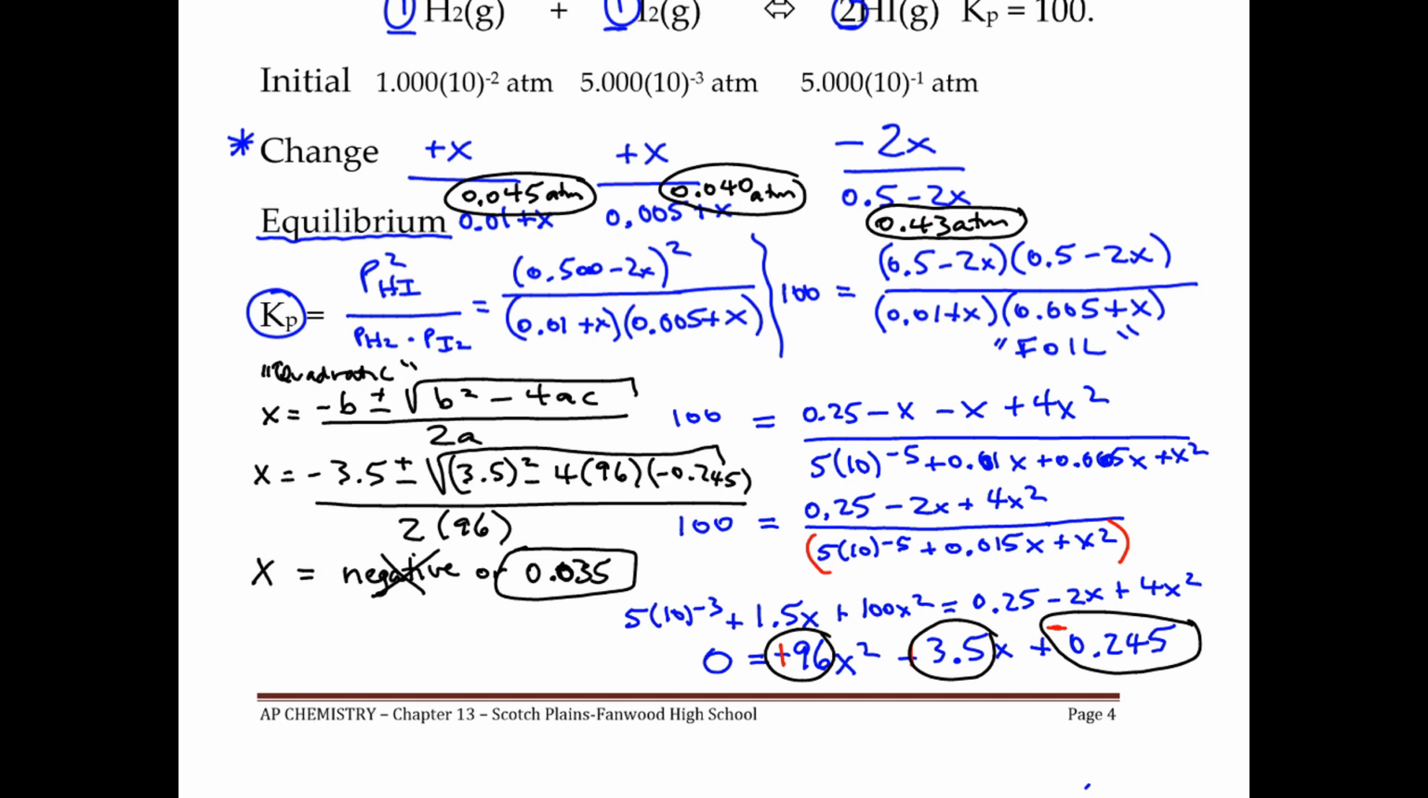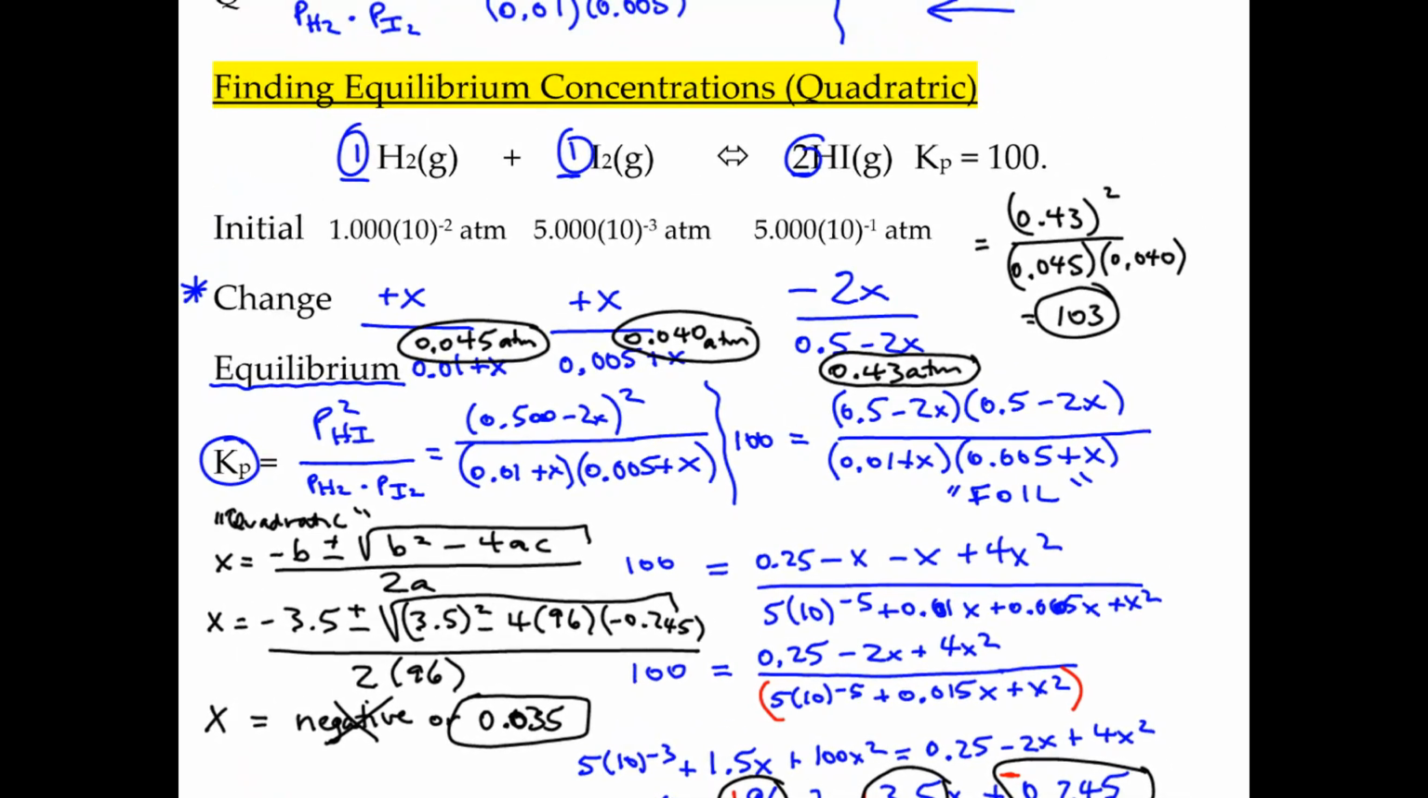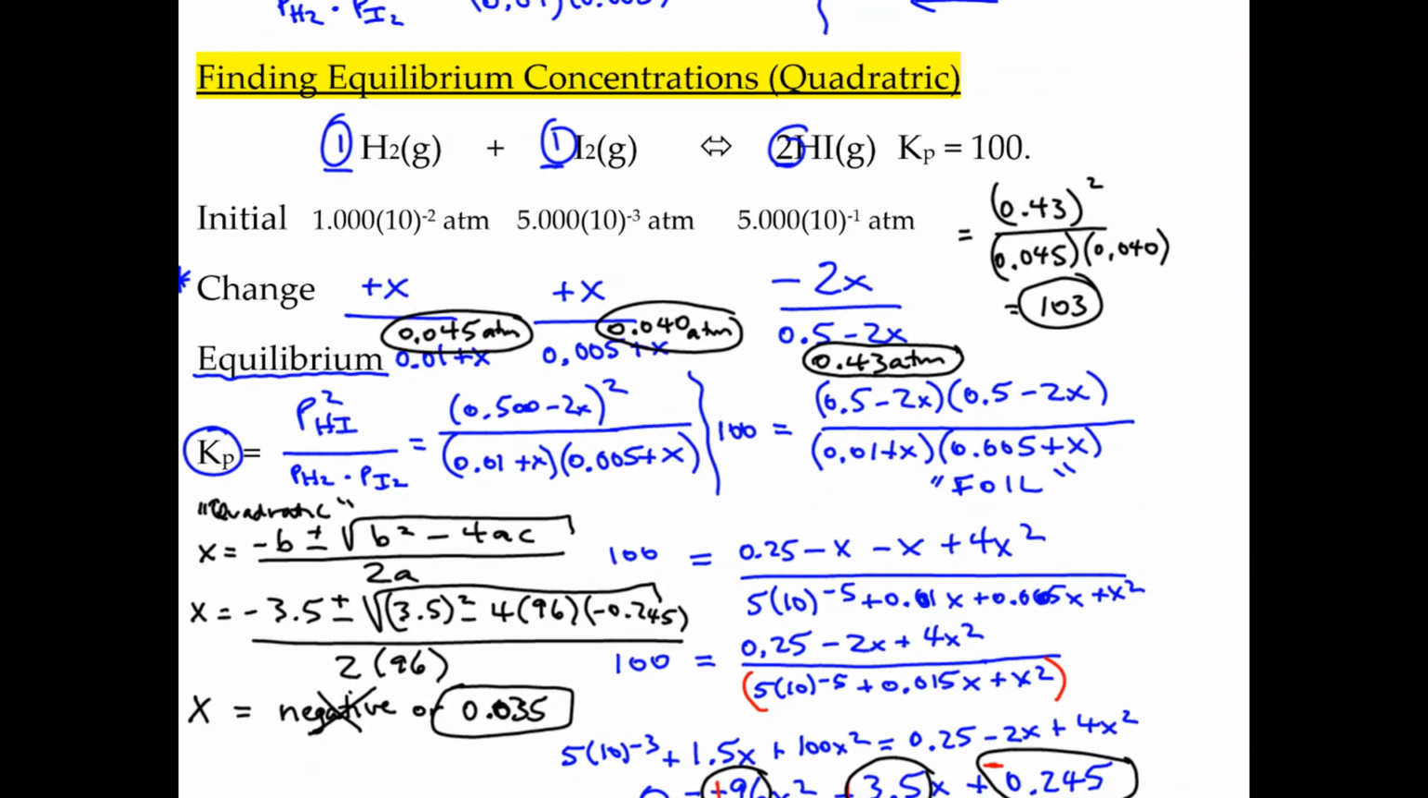And lastly, you should do a double check just to make sure that this makes sense. And my double check is going to be putting it into the Kp expression. So Kp is going to be 0.43 atmospheres squared divided by 0.045 ATMs to the first times 0.040 in the denominator. And when you do that, you're going to get an answer of 103. And 103 does check out with the actual Kp of 100. So there's a match. So therefore, we did do this correctly, and we found it.